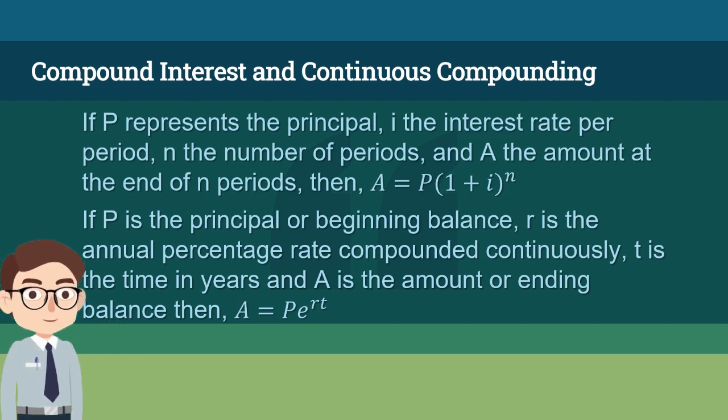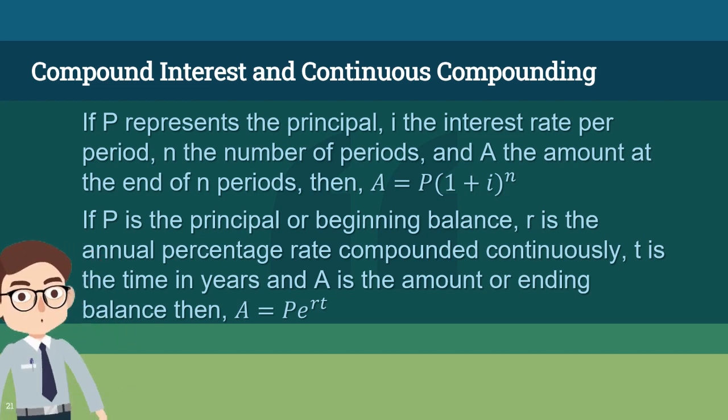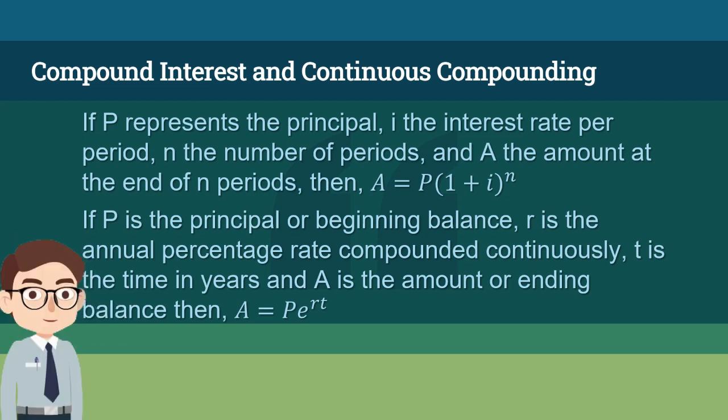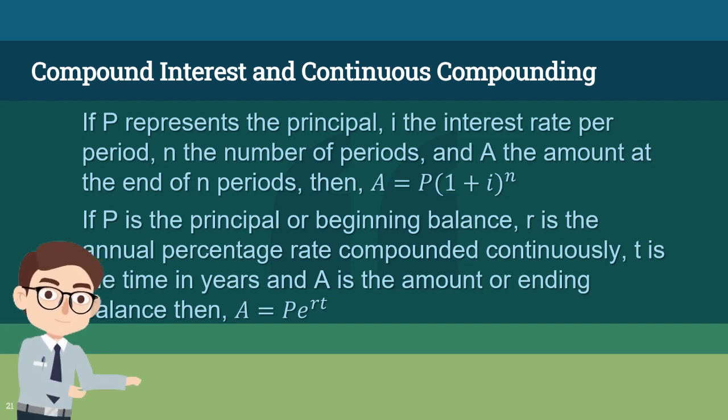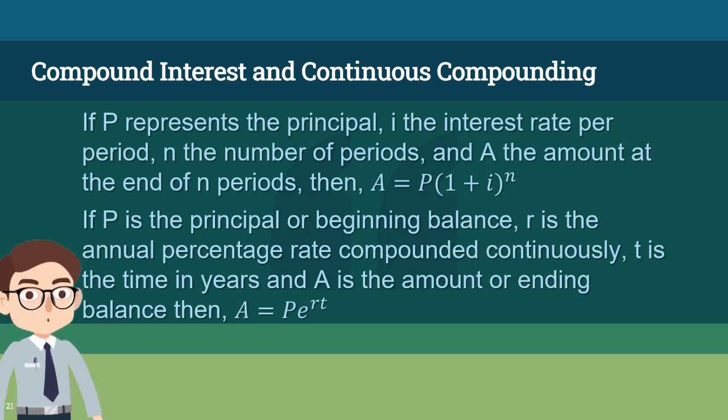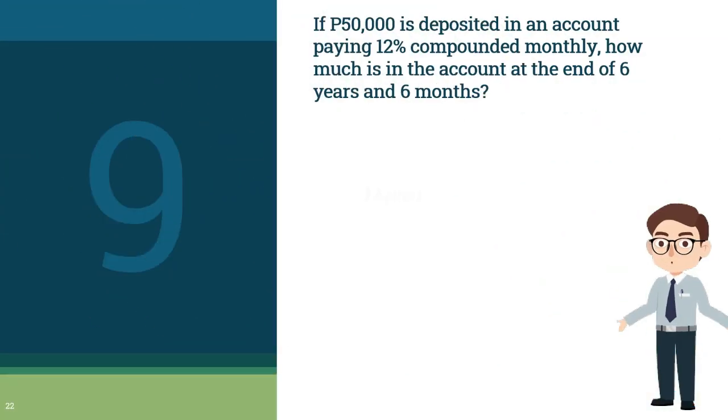Compound interest and continuous compounding. If P represents the principal, I the interest rate per period, N the number of periods, and A the amount at the end of N periods, then A is equal to P multiplied by the quantity of 1 plus I raised to N. If P is the principal or the beginning balance, R is the annual percentage rate compounded continuously, T is the time in years, and A is the amount or ending balance, then A is equal to P multiplied by E raised to RT.